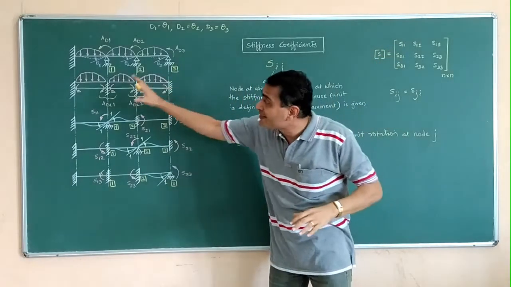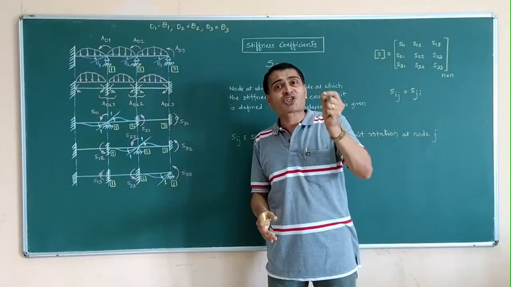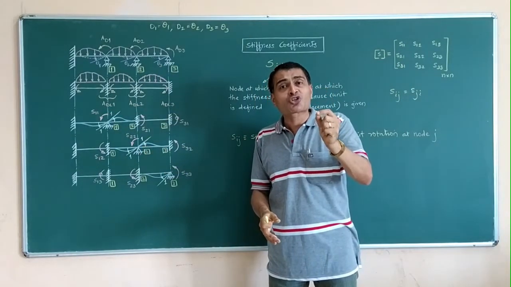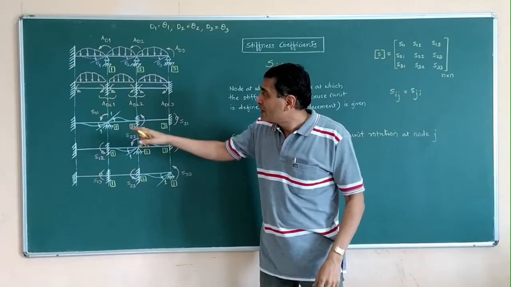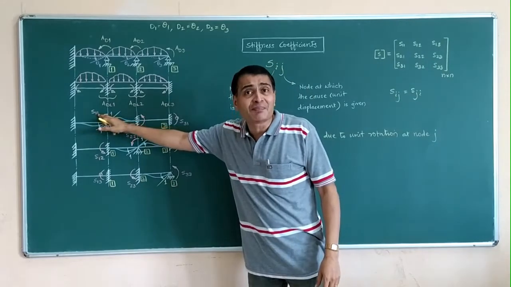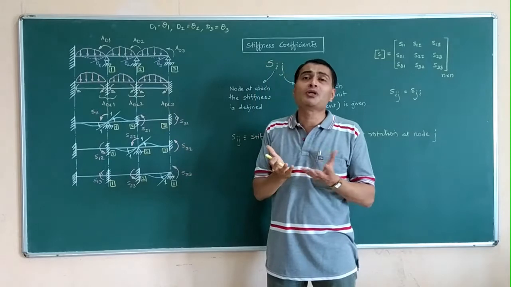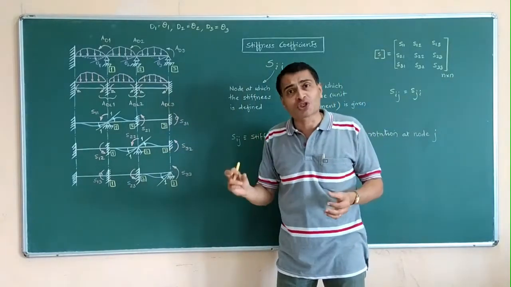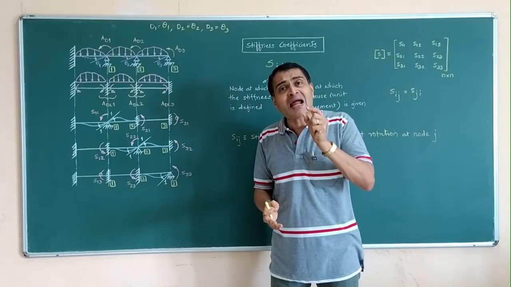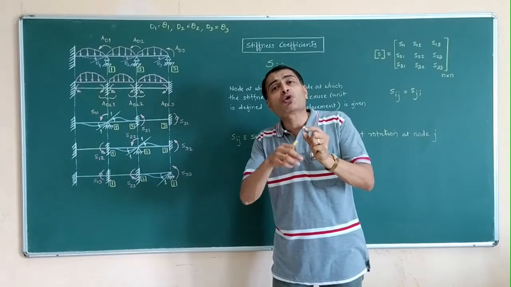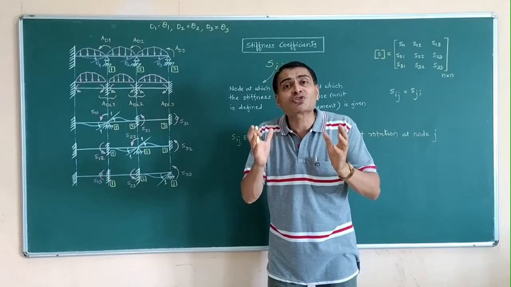That is how we define stiffness coefficients. Sij means action at I corresponding to unit rotation at J. If I and J are same, as is the case in S11, S22, S33, you will get accordingly your notations. Remember, Sij is action at node I corresponding to unit rotation at node J. That is our stiffness coefficient.